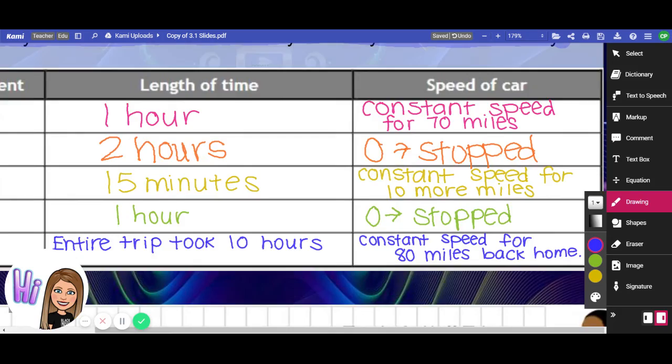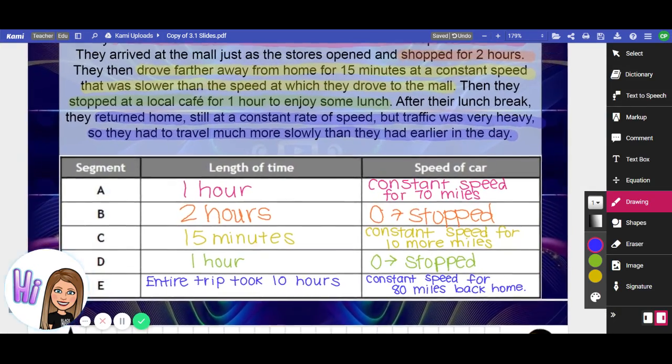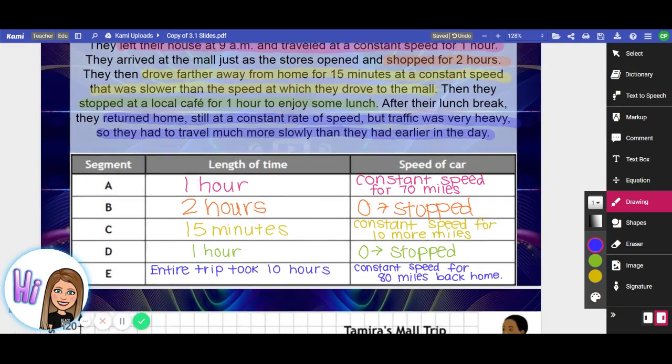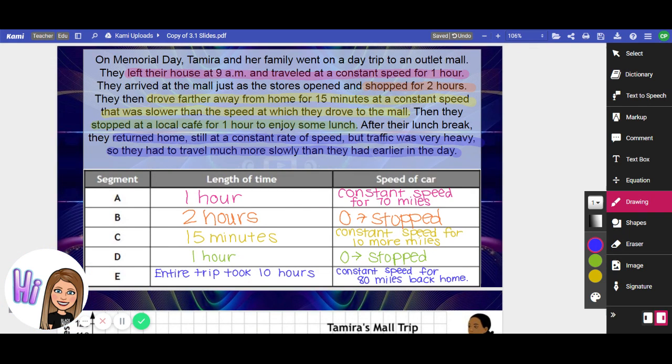All right. So now we're going to take this information and I'm going to show you how we can turn this into a graph of a real life situation.